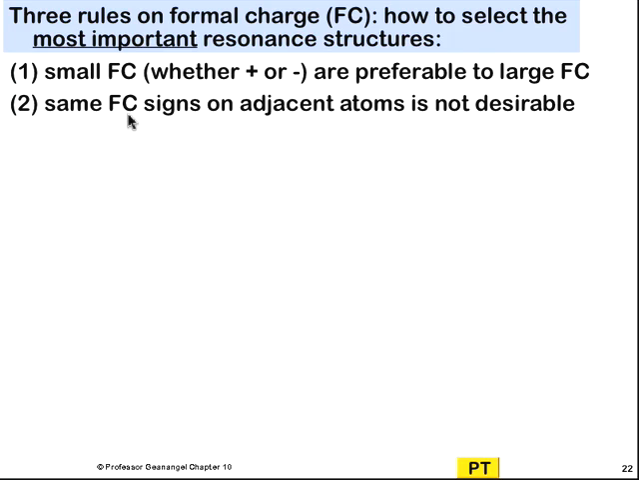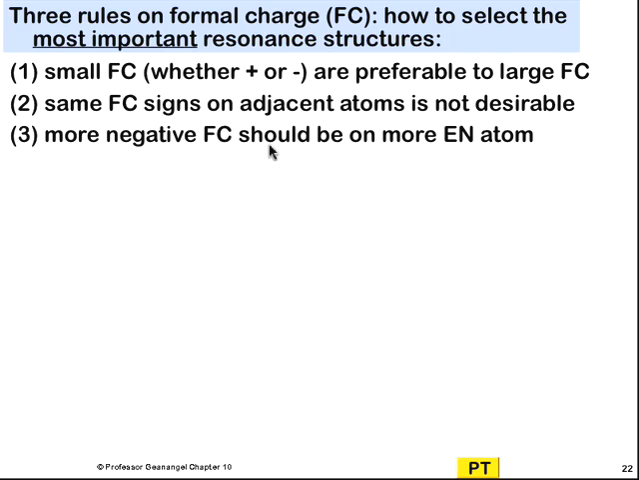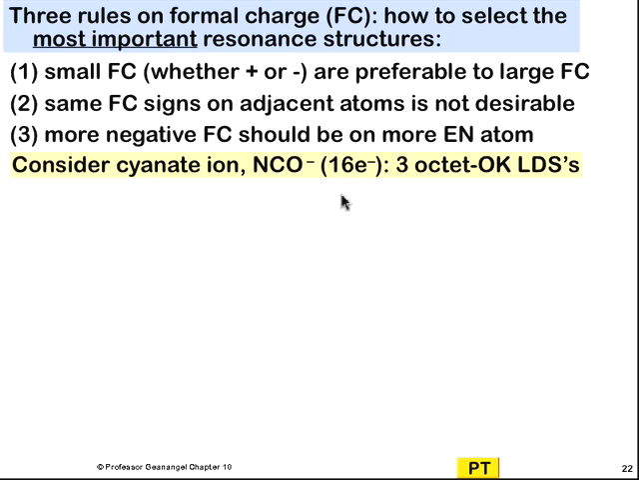If we have systems that have the same set of formal charges, but they differ in where the positive and negative charges are, the next thing we say is the same formal charge signs, plus and plus or minus and minus, on adjacent atoms is not desirable, meaning that that resonance form won't contribute as much to the resonance hybrid. And the third one is within one, more negative formal charges should be on the more negative atom if other things are equal. Now, these things aren't going to mean anything to you until I do my job here and show you how they apply.